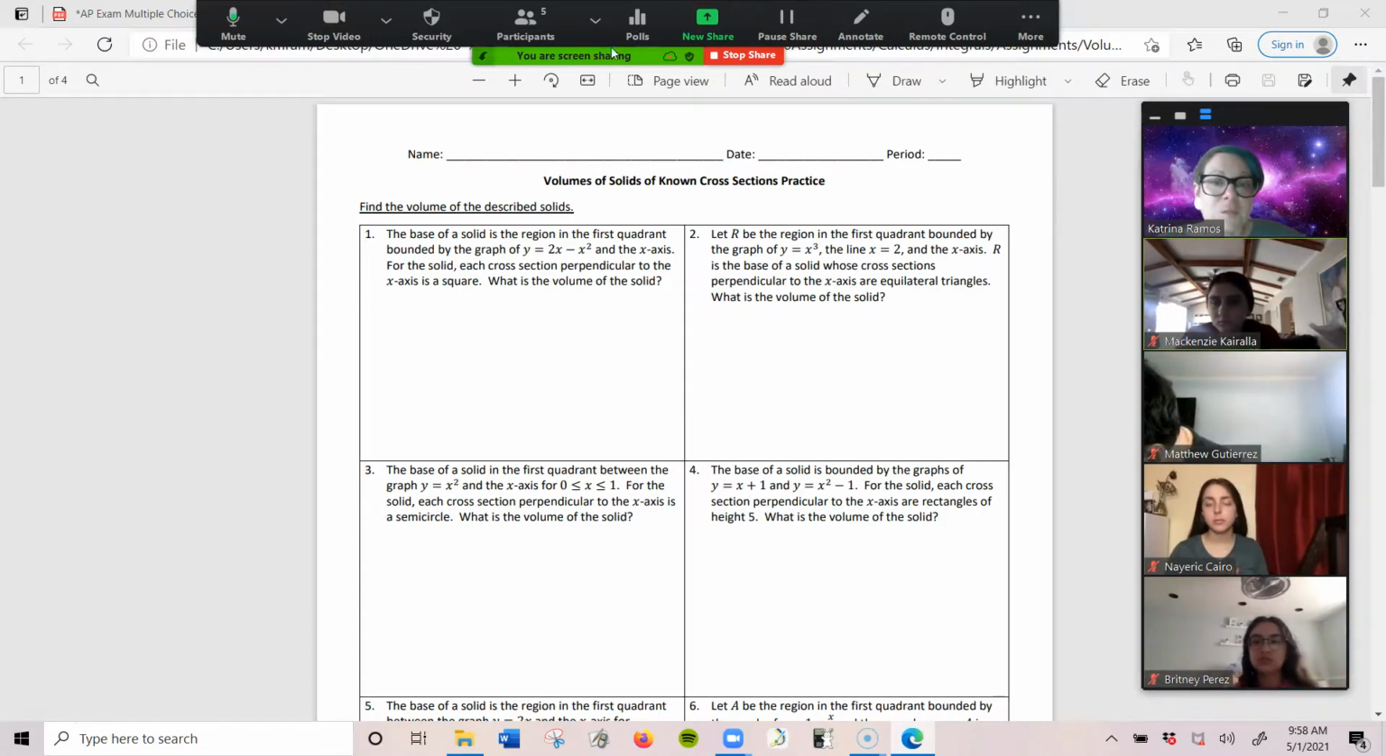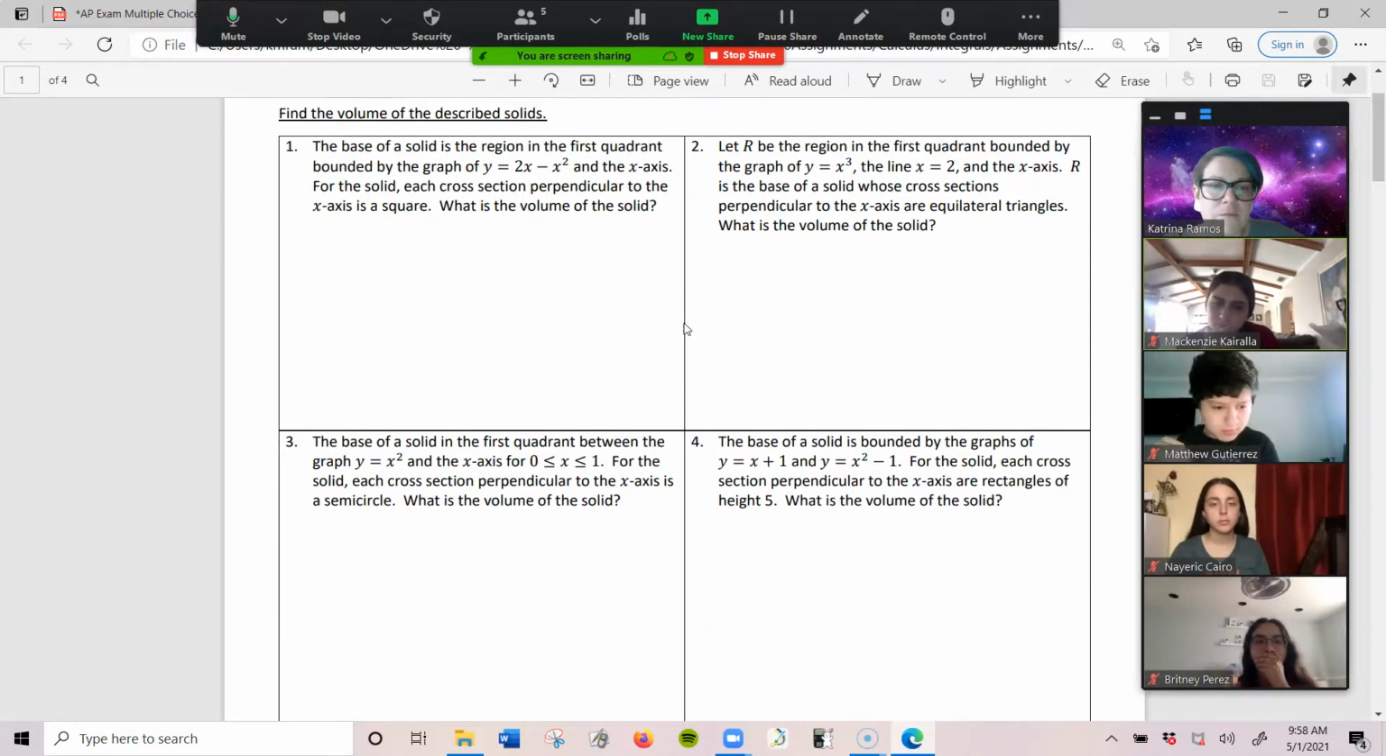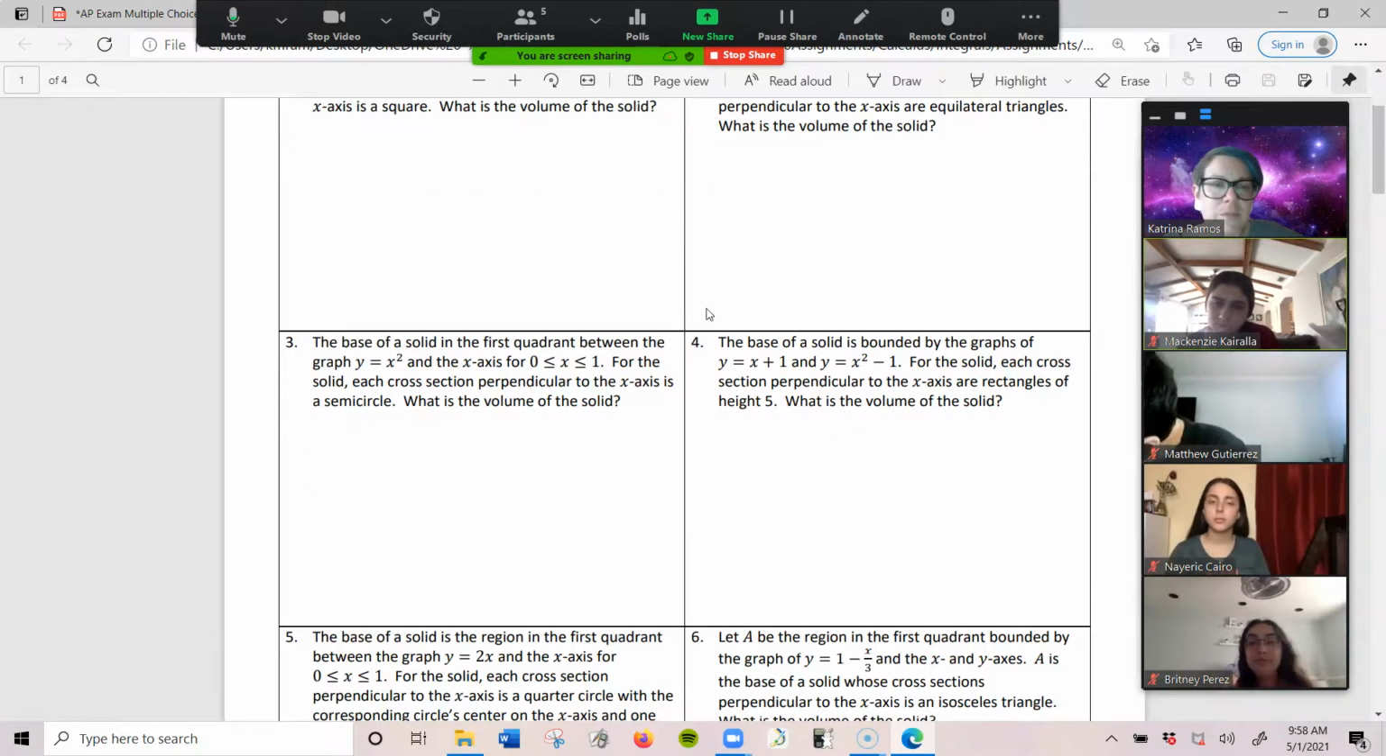I don't know if that kind of helps, or if you had a particular question on any of these, I can go over that. Sure, let me find one. Here, this one, which is a rectangle, number 4. The base of a solid is bounded by the graphs of y equals x plus 1, y equals x squared minus 1. For the solid, each cross-section perpendicular to the x-axis is a rectangle of height 5. What is the volume of the solid?